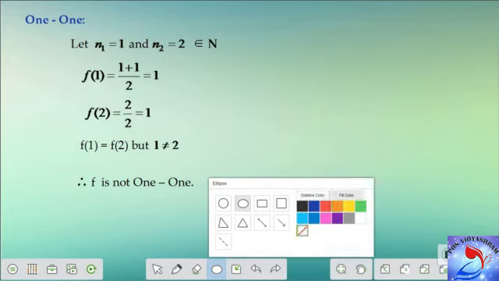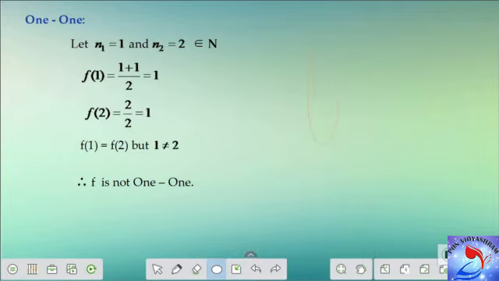Let me go for the diagrammatic representation. We have two sets, but both are of natural numbers. Here is the first set of natural numbers, that is the domain set, and here is the second set of natural numbers, that is the codomain. Let me take elements 1, 2, 3, 4, 5 and so on from this set.